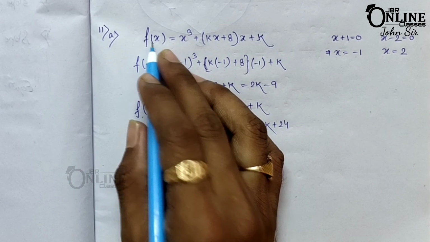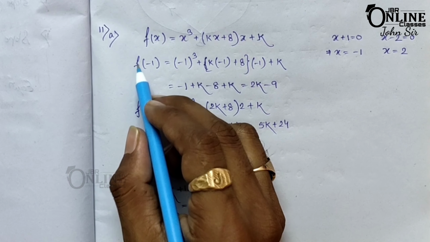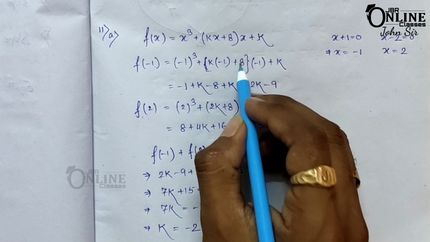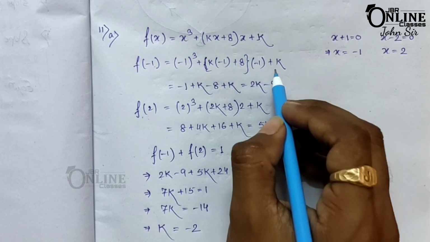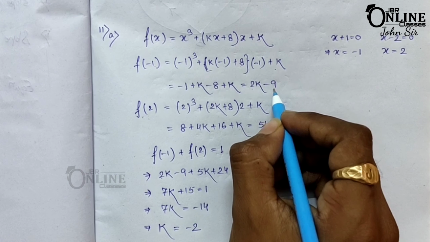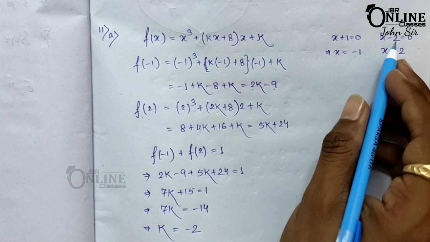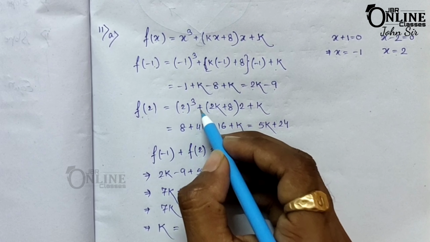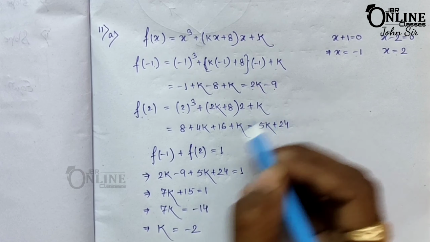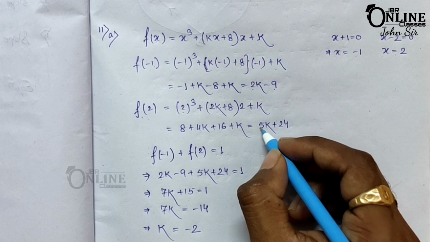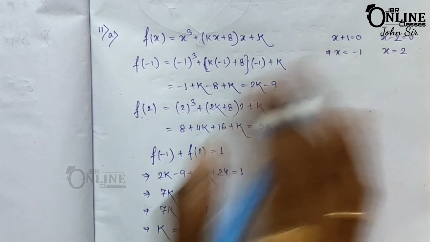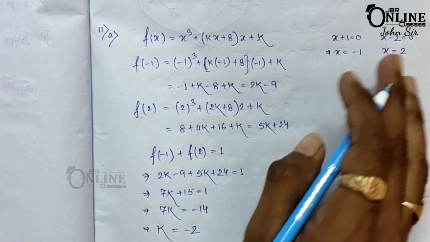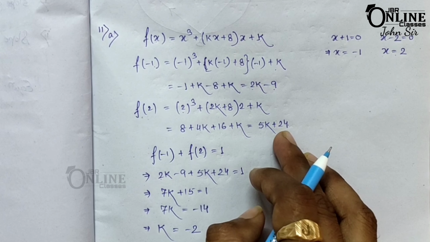So now put the value of x in the given function. So f(minus 1) equals (minus 1) whole cube, then k into minus 1, plus 8, and here x in (minus 1 plus k). So from that you will get 2k minus 9. Now if x minus 2 is a factor, the value of x equals 2. So f(2) equals 2 cube plus 2k plus 8 into (2 plus k). So the final value is 5k plus 24. So if x equals minus 1, you will get 2k minus 9. If x equals 2, you will get 5k plus 24.